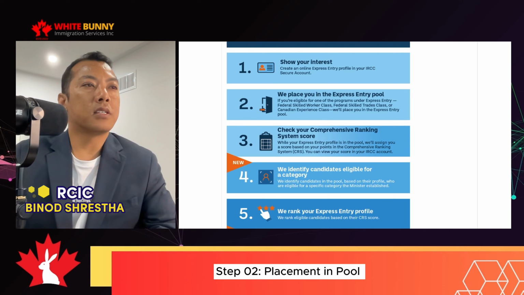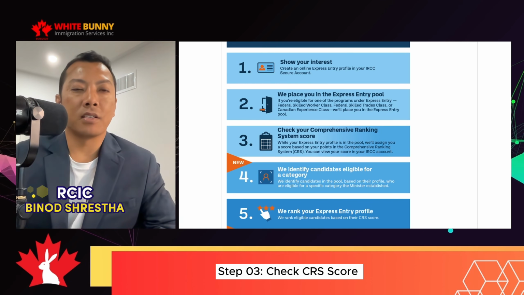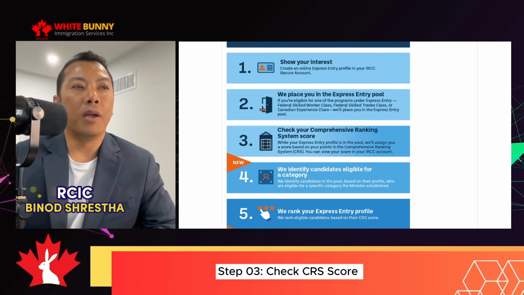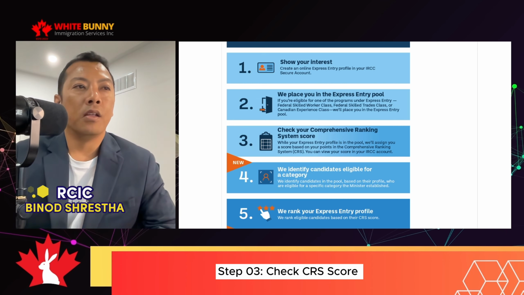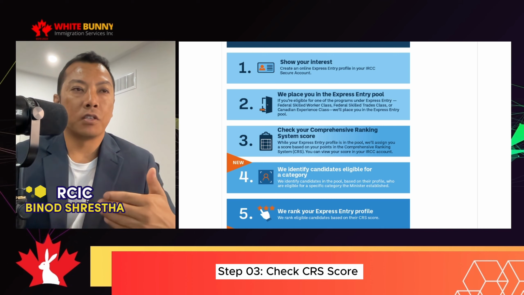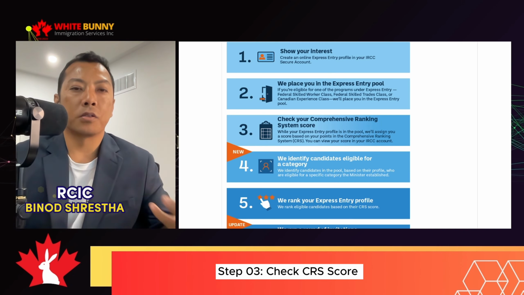So the third step is to check your comprehensive ranking system score. While your Express Entry profile is in the pool, we will assign you a score based on your points in the comprehensive ranking system. You can view your score in your IRCC account. You will see how much of a score you are getting. What is your score, right?